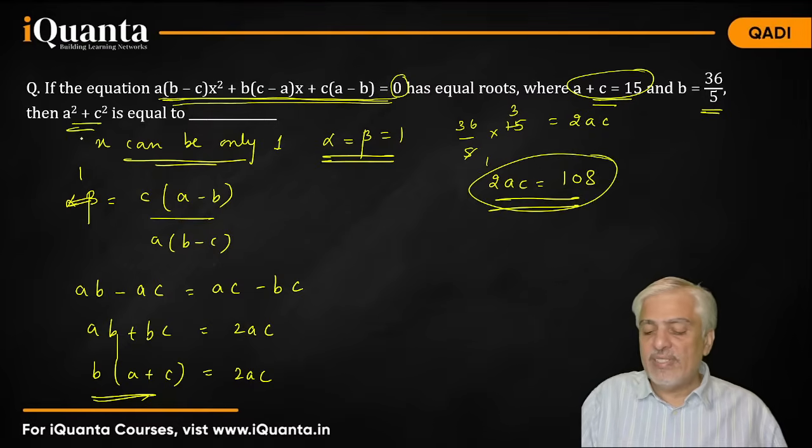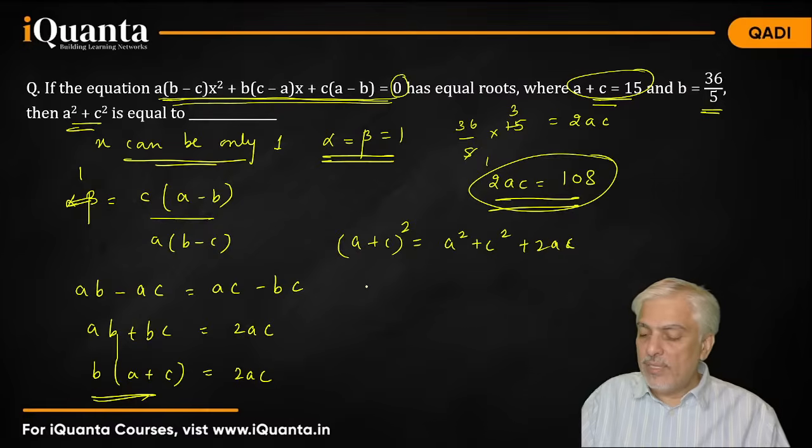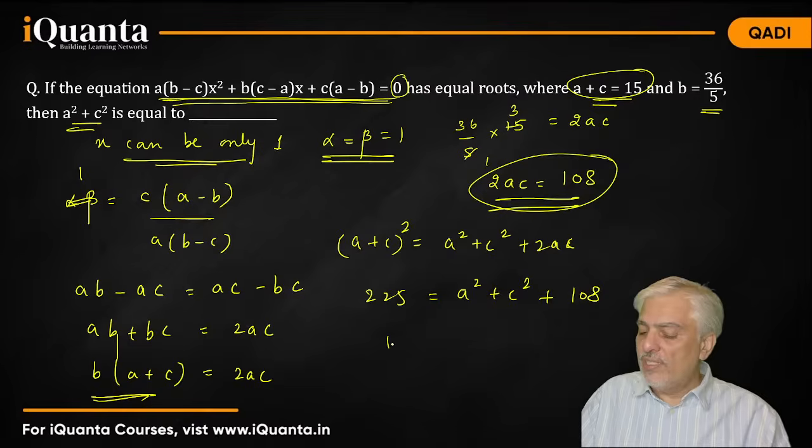You have A plus C also and you have 2AC also. You can easily find this by using A plus C the whole square formula: A square plus C square plus 2AC. A plus C was 15. 15 square is 225. A square plus C square I want. And 2AC is 108. So 117 is A square plus C square.